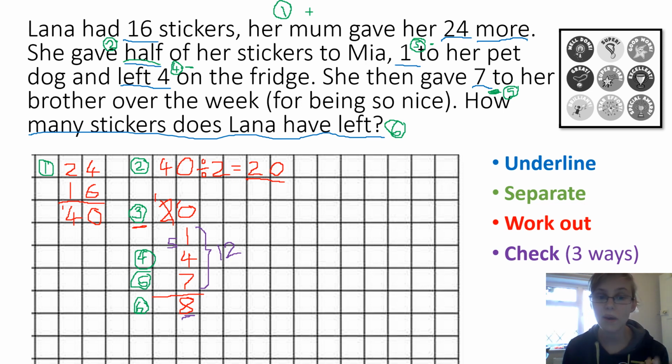If I do 20 take away 8, I should be left with 12. Let's try it. So 20 take away 8. I've got my 8 on my fingers. 20, 19, 18, 17, 16, 15, 14, 13, 12. So I do end up with 12, which means my answer is correct. All right, so I can go through and check all these different steps, but I have had a check as I've gone to make sure I've got that one correct.